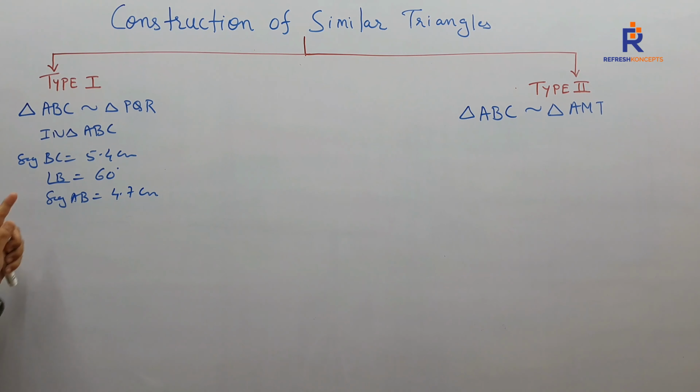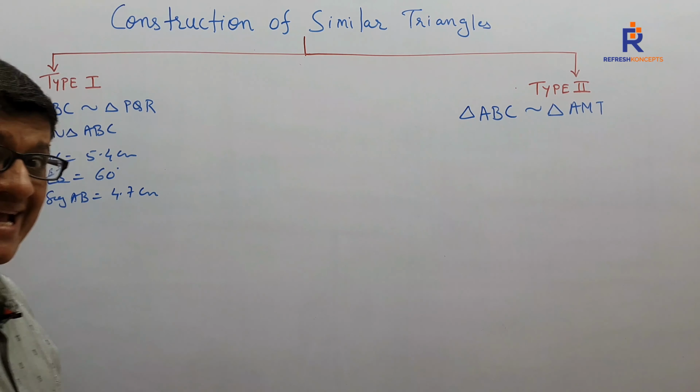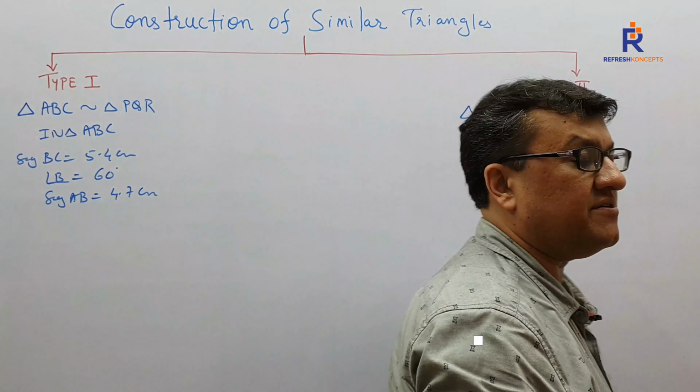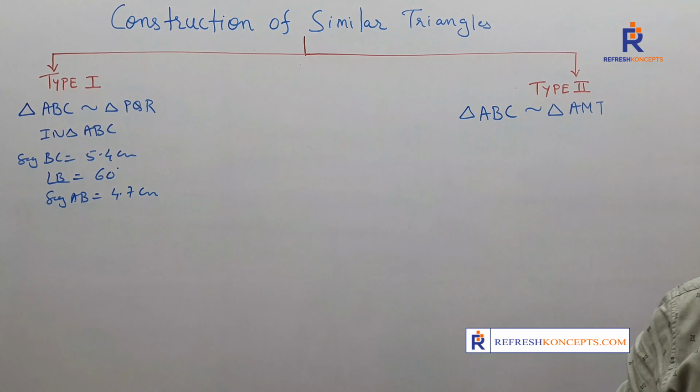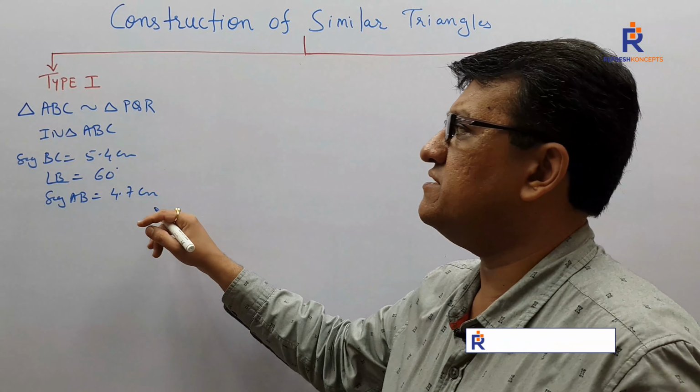Segment BC is 5.4, angle B is 60, segment AB is 4.7 centimeter. So at least with this, can I draw triangle ABC? I can very well. In one of the triangles, all parameters will be given to me, whereby at least I can draw one triangle. Here I have given you ABC.